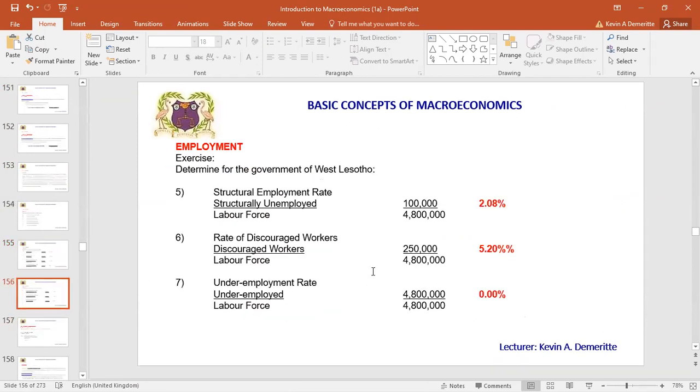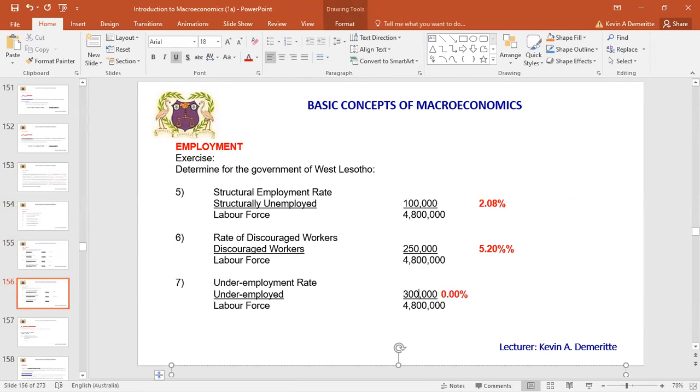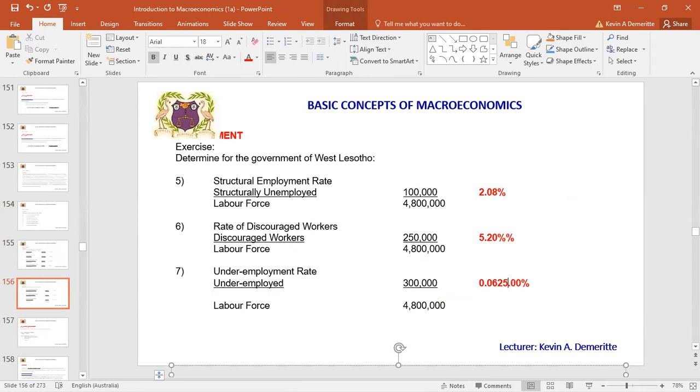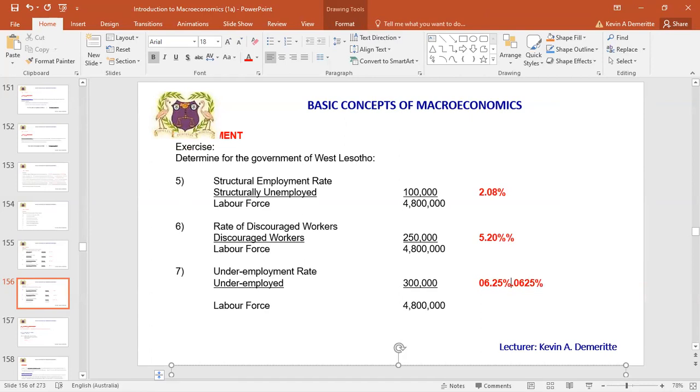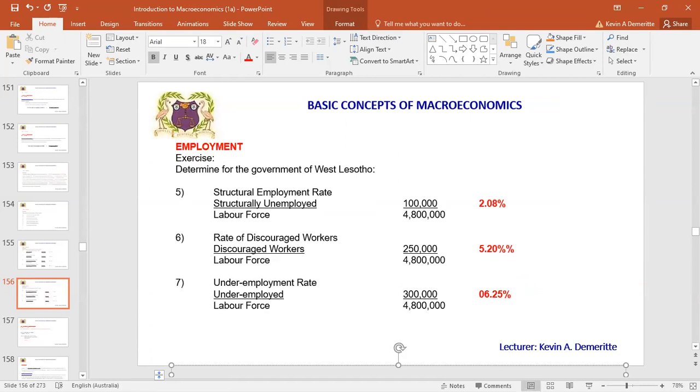So let's put our 300,000 in. And what do we get? 0.0625, which works out to what? 6.25%. And that's it. Oh, too many percentages. That's all there is to it.